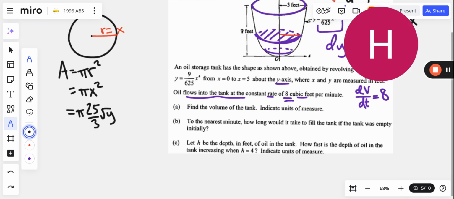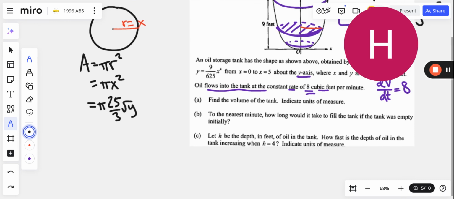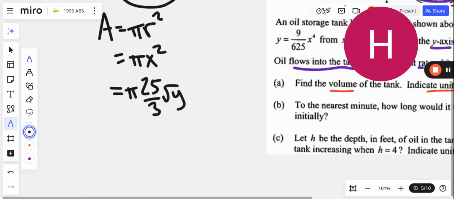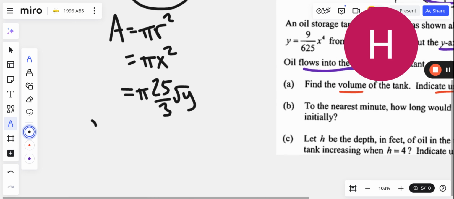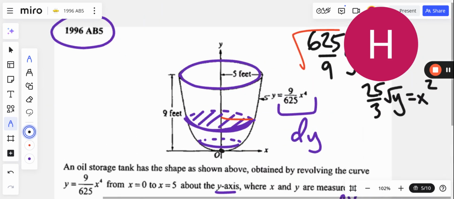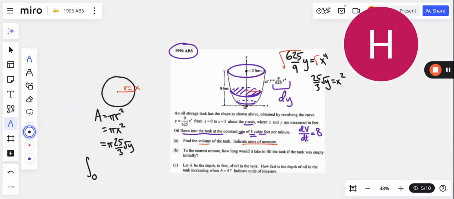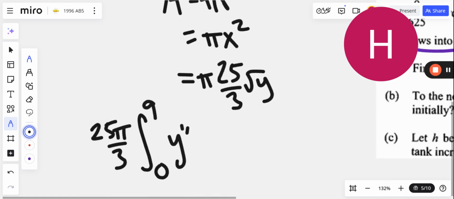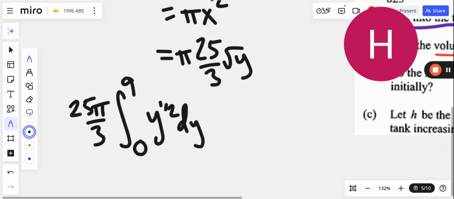Okay, so we need to find that volume. We're almost there. And it also says indicate units of measure, which means that you get some points for that. Do not forget the units. We're basically just going to integrate this from what to what? From 0, from the y equals 0 at the bottom all the way up to 9. So we're going to integrate. We can bring all of this stuff out. 25 pi over 3. We don't need that inside the integral. From 0 to 9, y to the 1/2 power dy.